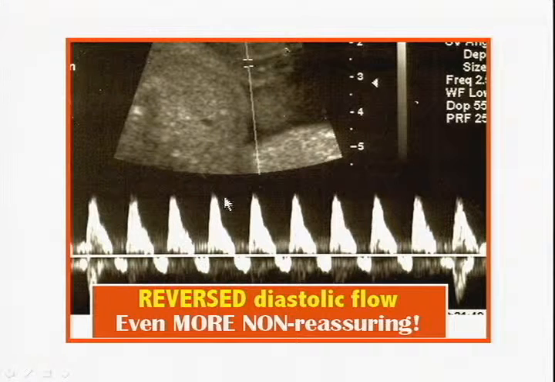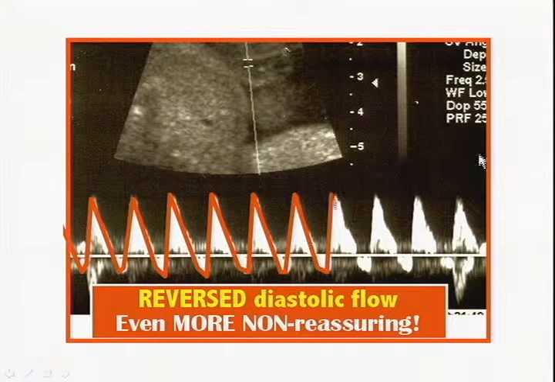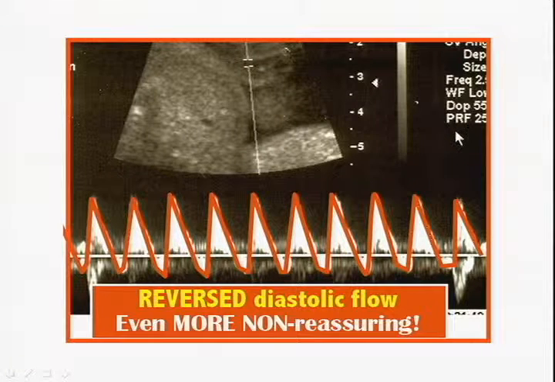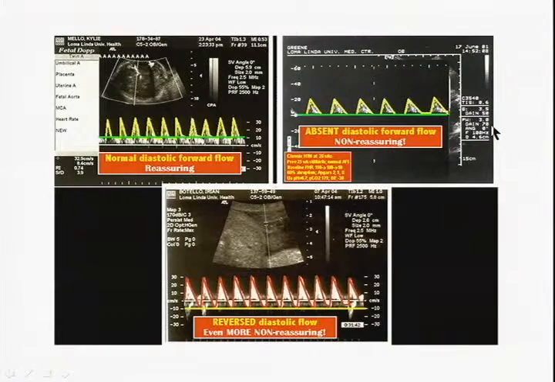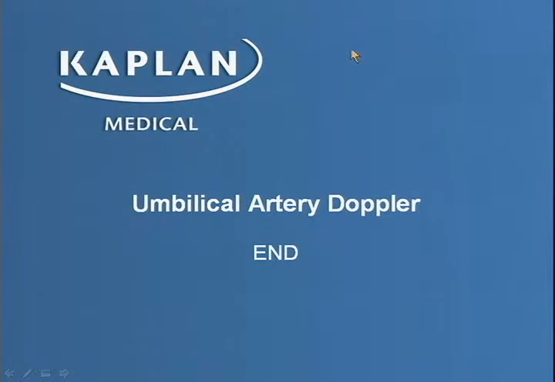What do we see here? This is the peak systolic flow, but what happens in diastole? The flow actually goes backward. We call this reversed diastolic flow. If we have an IUGR baby with reversed diastolic flow, that is really troublesome, and this baby probably needs to be delivered. Normal, absent diastolic flow, reversed diastolic flow. And that's the end of umbilical artery Doppler.